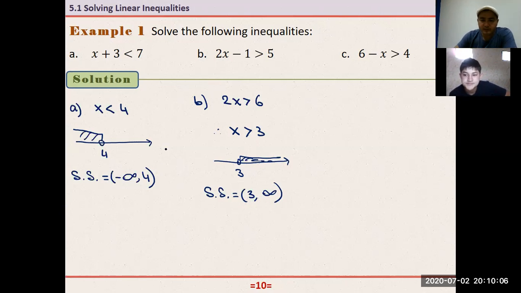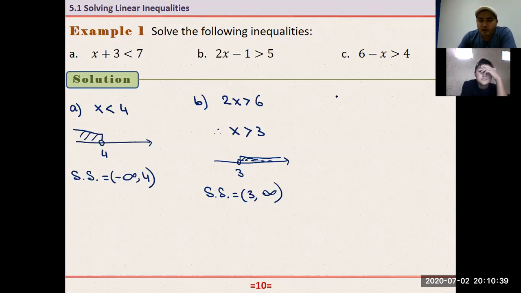That means that if you pick any number from here, it will satisfy this inequality. For example, let's say 4. 2 times 4 is 8. Is 8 greater than 6? Yes, that's true. How about, for example, 5? 2 times 5 is 10. Is 10 greater than 6? Correct. But if you pick any number from this interval, it will not satisfy this inequality. It will not be a solution. For example, here we have 2. 2 times 2 is 4. 4 is not greater than 6.